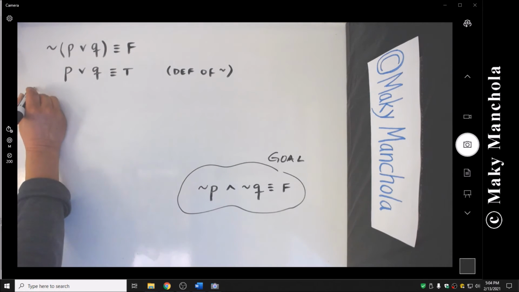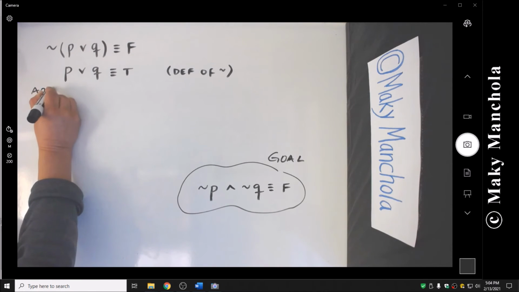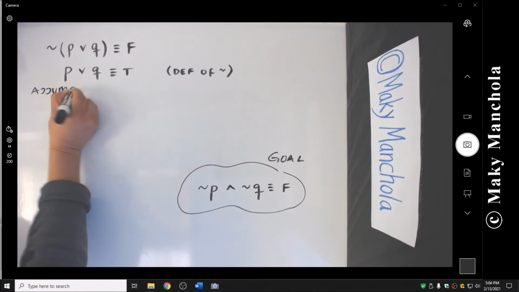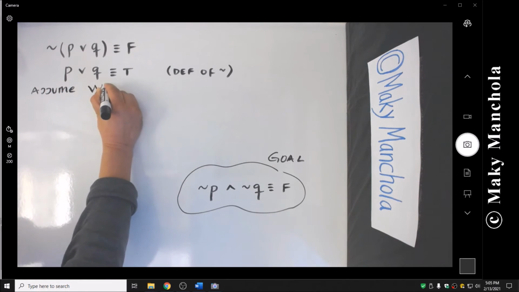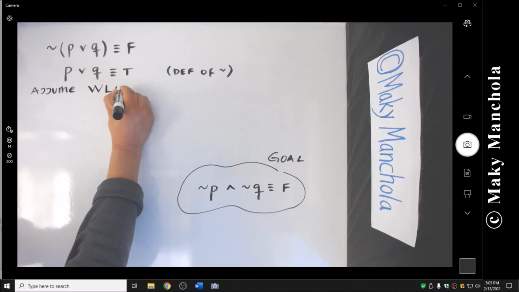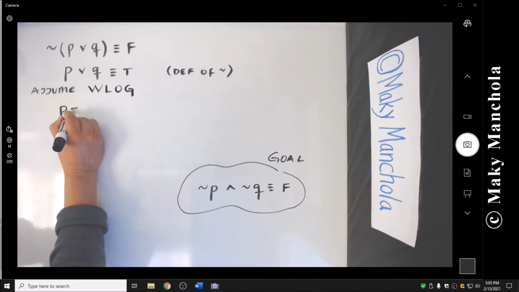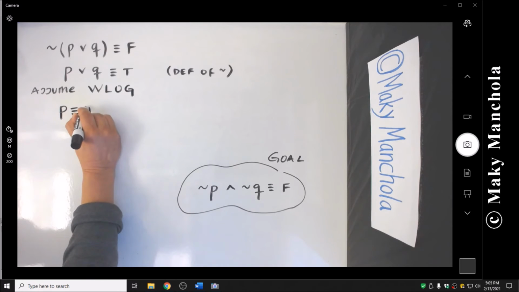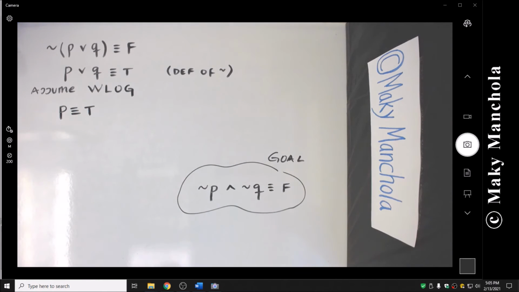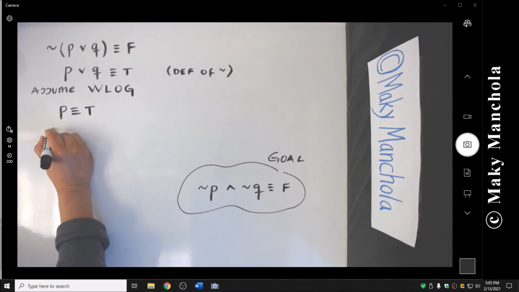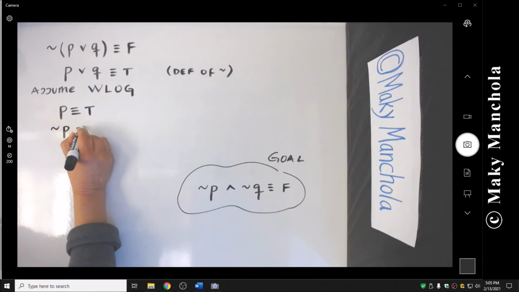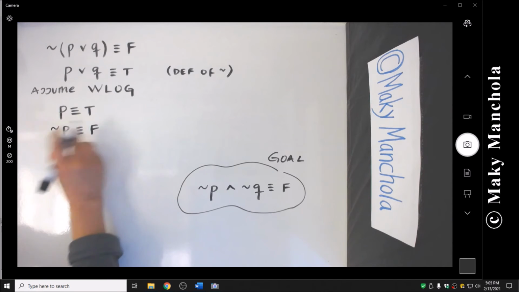So assume without loss of generality that P is logically equivalent to true. So since I want the negation of P, it will be false by definition of negation.